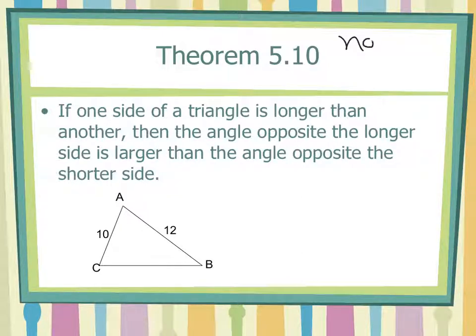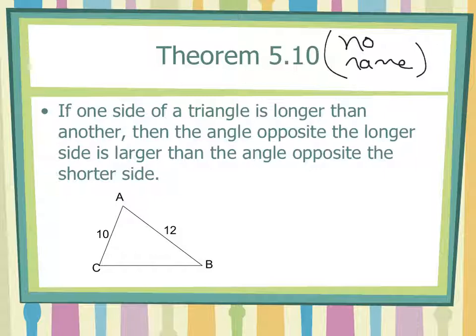So this one does not have a name. It's a no name. So basically what this theorem is saying is you can tell the bigger angle without pulling out a protractor by looking at the measurements of the sides. So the longer the side, the bigger the angle.